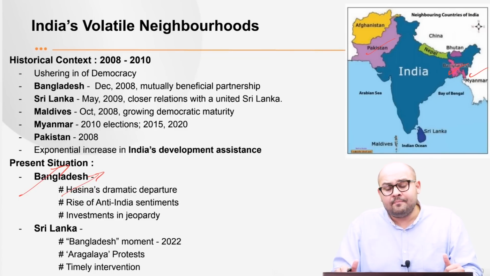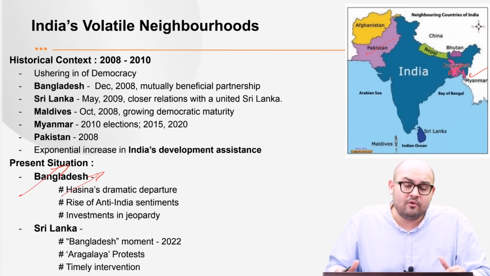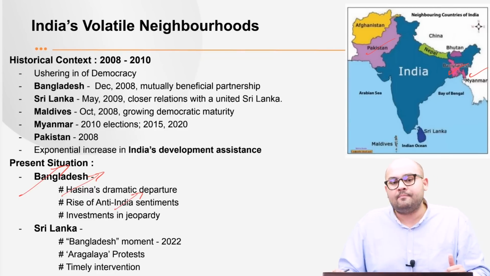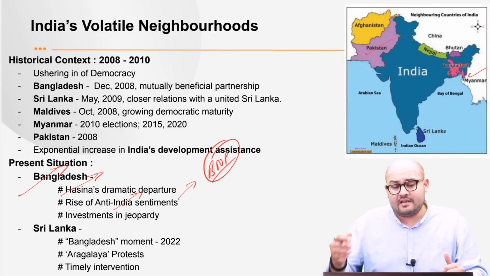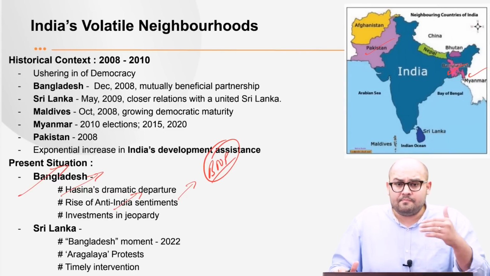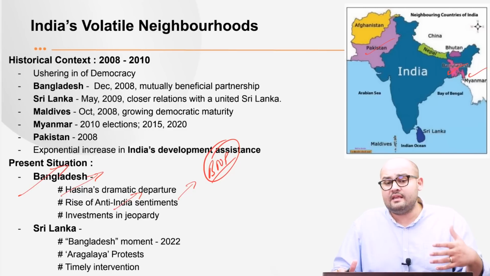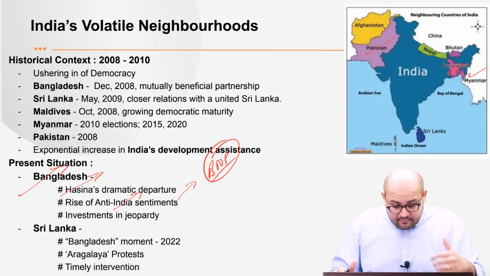Since the time Sheikh Hasina was removed from power, there has been a rise of anti-India sentiments. This is primarily led by one of the parties in Bangladesh, the BNP, Bangladesh Nationalist Party, which is led by Khaleda Zia. This party has been anti-India since its inception. Also, there has been a rise of radical outfits in Bangladesh.